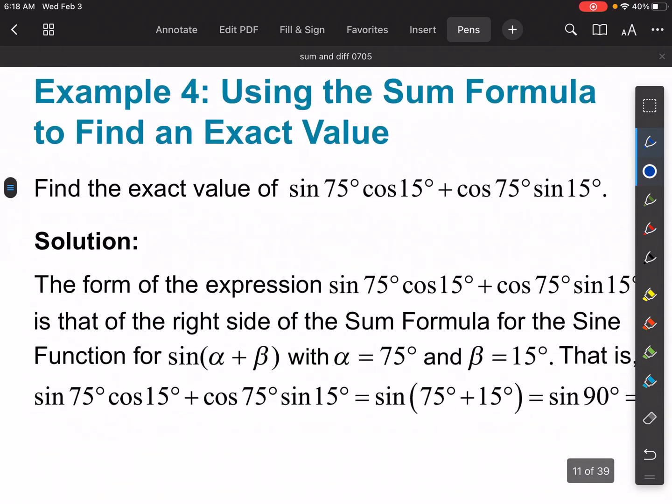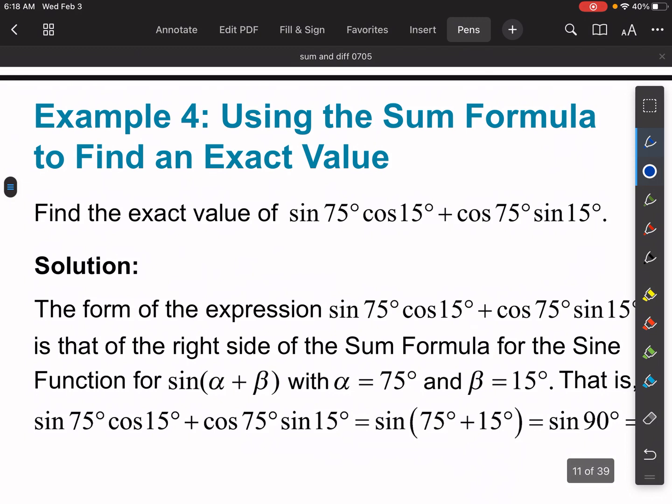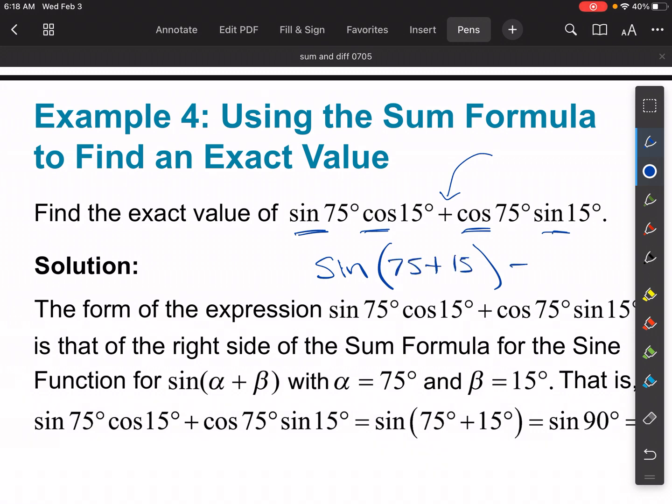Okay. Example 4, using the sum formula to find an exact value. Notice this is sine, cosine, cosine, sine with an addition sign in between. So this is the same thing. Since it's sine, cosine, cosine, sine, this is a sine of two angles. The two angles, in its addition, are 75 plus 15, which is equal to the sine of 90 degrees. The sine of 90 degrees is equal to 1. So the answer to that is 1.